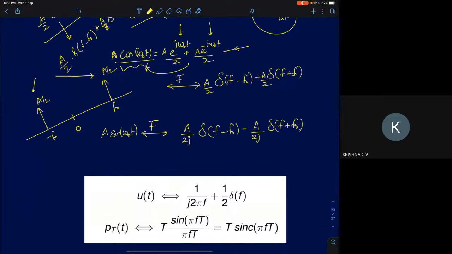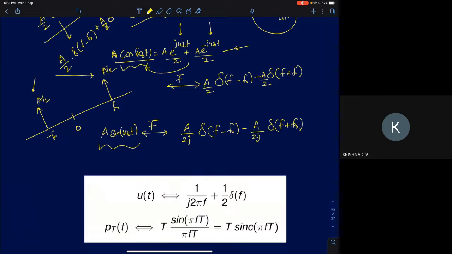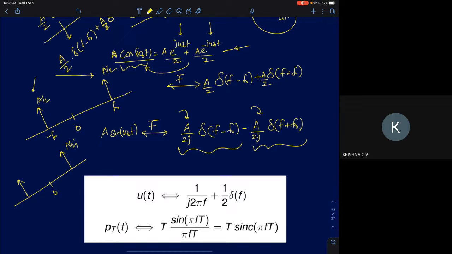The same way, you can also construct a sinusoid, a sine of omega naught t, using complex exponentials. And you can again show that sine omega naught t is an odd function. This here is an odd function. So your Fourier transform is purely imaginary. You can see here both the Fourier coefficients a by 2j, minus a by 2j, they both are purely imaginary. So you get two impulses. The first one, f minus f naught, has a magnitude of a by 2j. This one here has a magnitude of minus a by 2j.